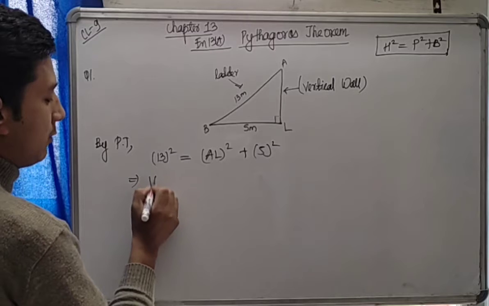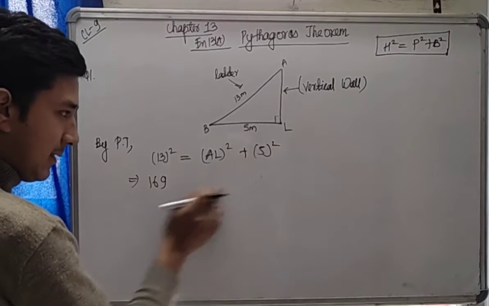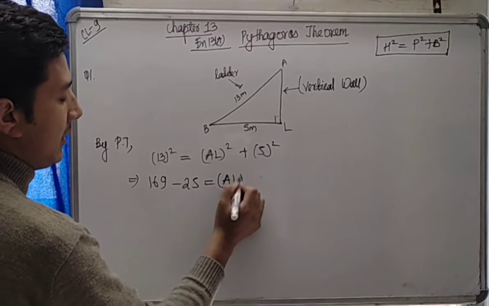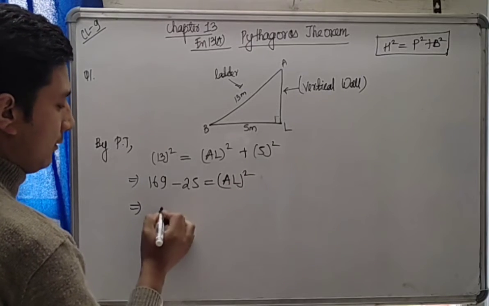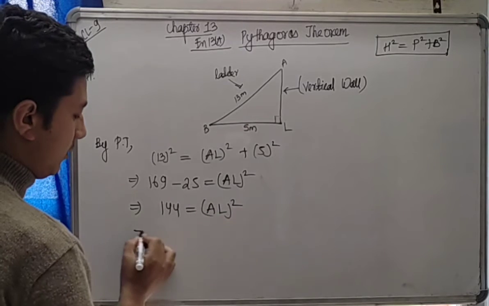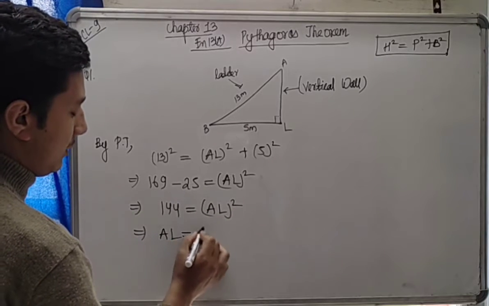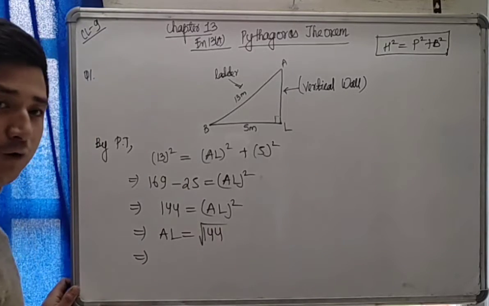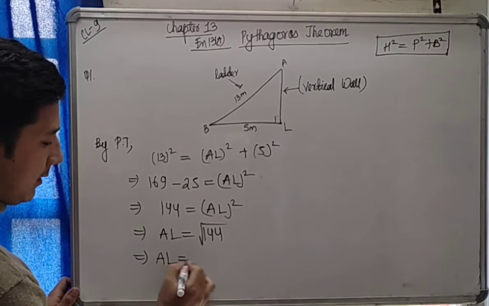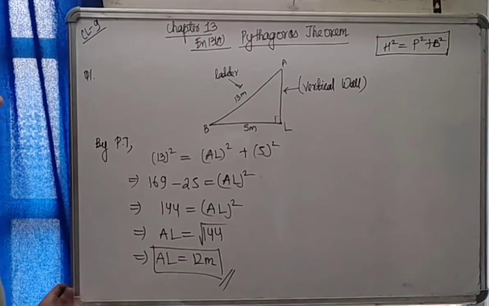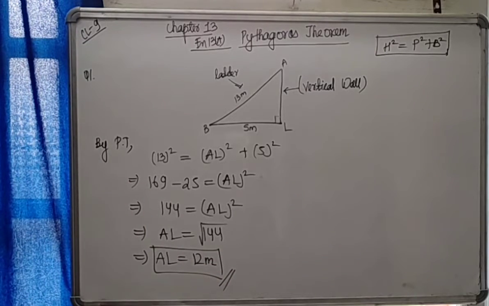So 13 square is 169. Bring this side, it becomes minus 25, which is equal to AL square. So this is 144, which is equal to AL square. Which means AL is equal to root over 144, which means 12. So hence AL is equal to 12 meter, which is the answer. So please pause the video and note it down properly.